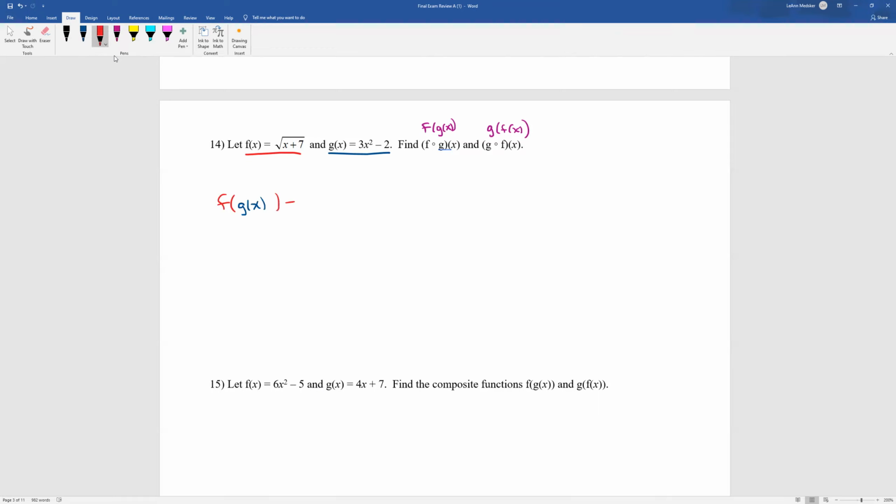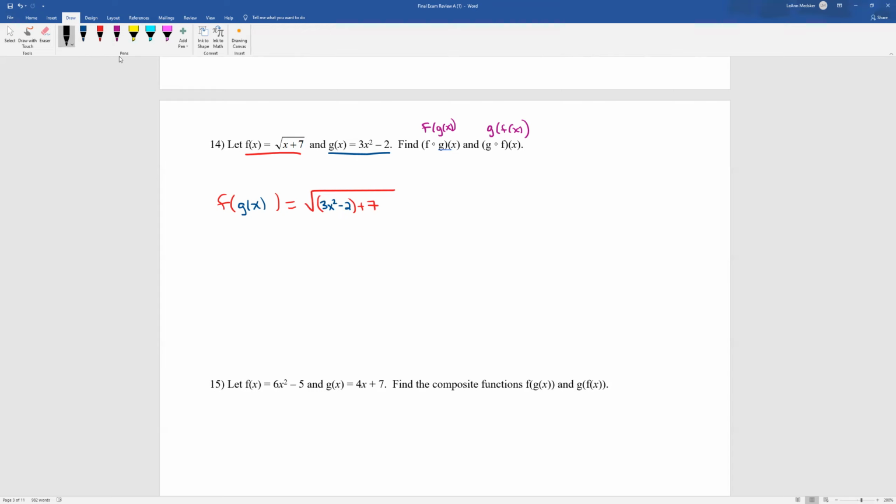So when you've got it set up like this, you go to the outer function first, and you actually say, okay, I need to know what f looks like before I can plug g into it. So I like to read it as a function that has no x at the moment. So that's going to be square root of blank plus 7. And then that blank is where the x used to be, our input value. So our new input value is now g of x. Well, g of x is the function 3x squared minus 2.